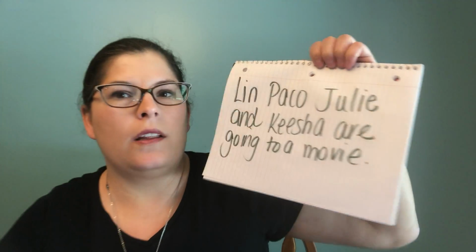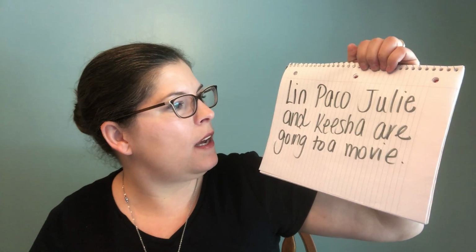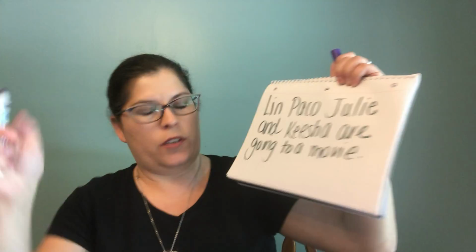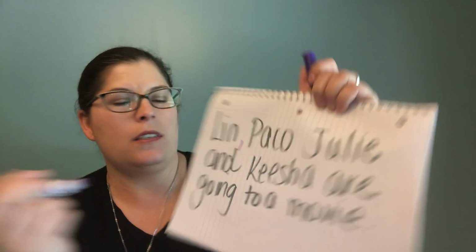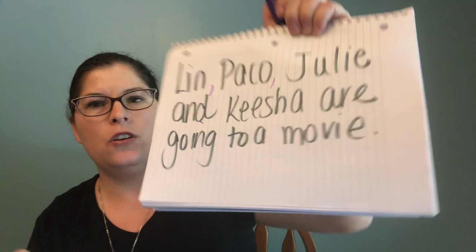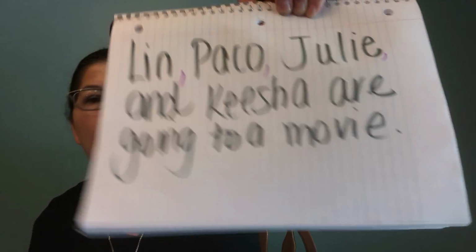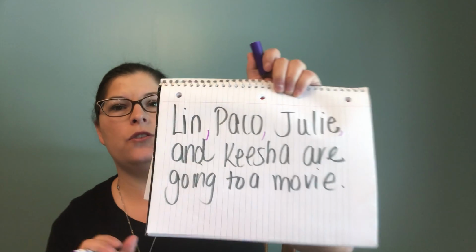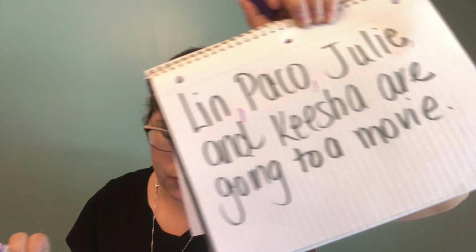Are going to a movie. So I want you to use what we have, what I'm going to put up there, and say, is this a time where I need to use a comma? Okay, so Lynn, Paco, Julie, and Keisha are going to a movie. So Lynn, comma, because we're listing multiple things in a series, Paco, comma, Julie, comma, and Keisha are all going to the movie. So when you're listing it like that, you're going to do that.